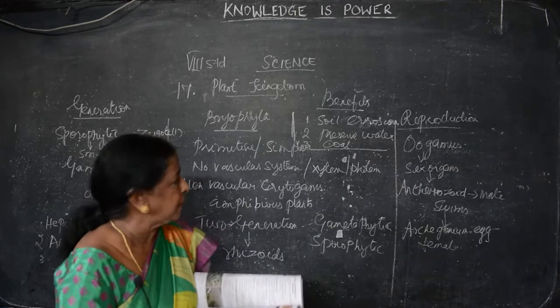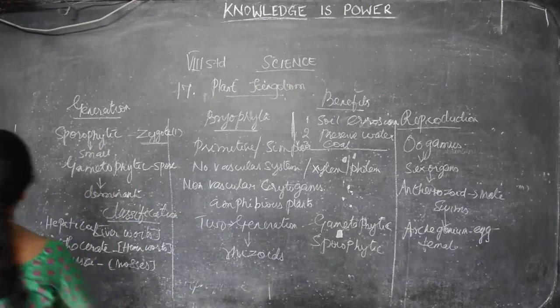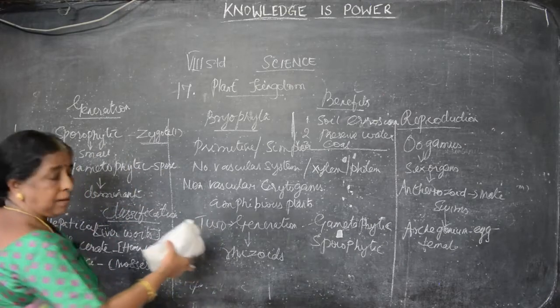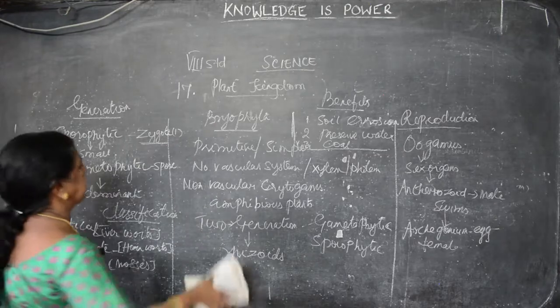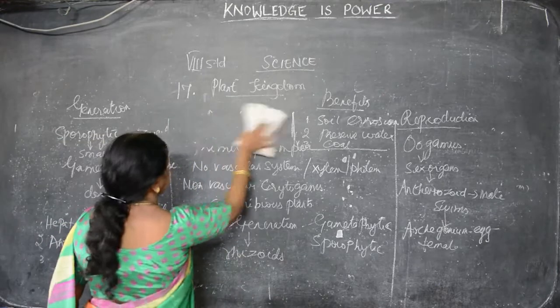Next we have to go for pteridophytes. This is the last division of cryptogams. Next we have to see pteridophytes.